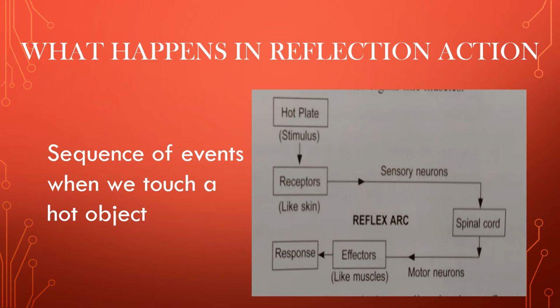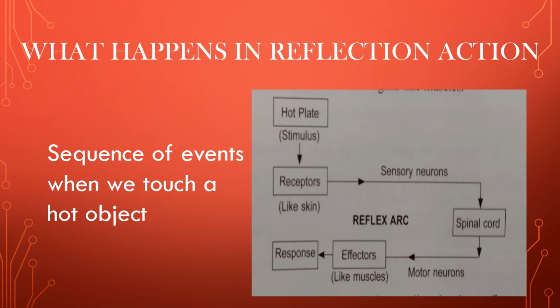Now what happens in the reflex? There is an example, shown in the form of a flow chart. We will study the reflex arc as well in detail. Here is the sequence of events when we touch a hot object. Hot plate means hotness. This is the stimulus, and it will be received by our hand, means the skin sense organ. So skin will be the receptor, and this stimulus will be converted into nerve impulse, carried by the sensory neurons to the spinal cord. The spinal cord is a modulator, and it will modulate the information received, and it will be sent to the effector part through the motor neurons, and then the effector part will give the response.